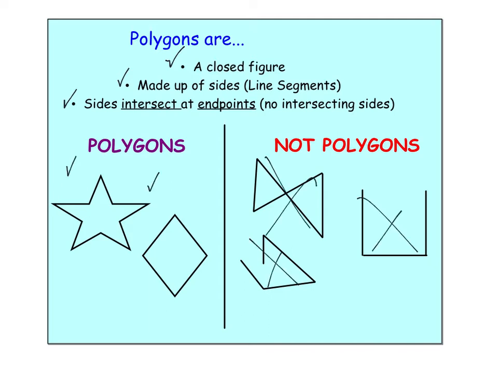And one thing to note is that endpoints sometimes are called vertices. That's just your points where they meet. So like on the star over here, all these little red dots, those would be considered vertices, as would those.